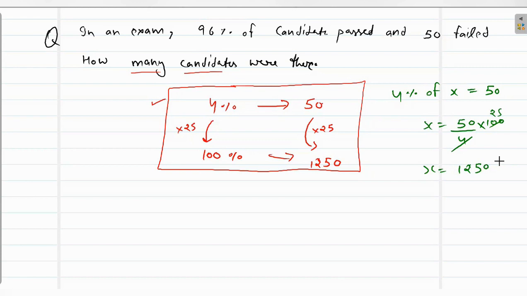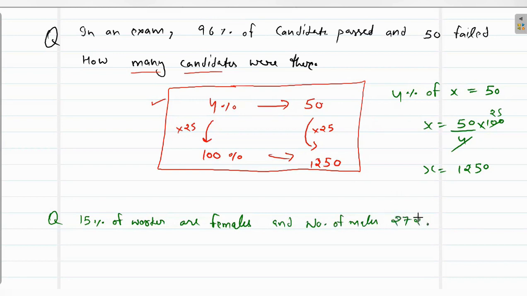No. Okay. The same kind of question if I give you, let's take this time, they are saying 15% of workers in a factory are females. And they have given us the number of males. The number of males in that factory is 272. So find the total number of workers.